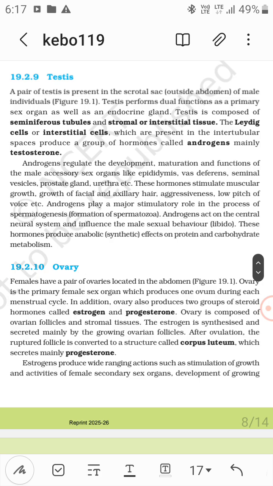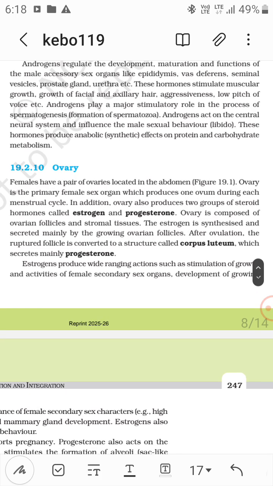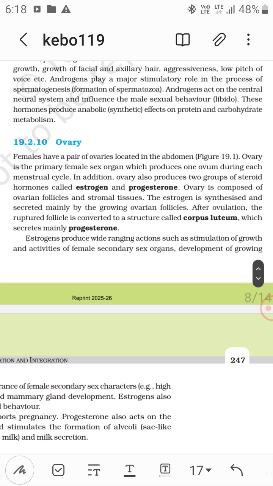Then there are the ovaries. Females have a pair of ovaries located in the abdomen. The ovaries are the primary sex organs. The ovary produces two groups of steroid hormones, estrogen and progesterone, the ovarian hormones.